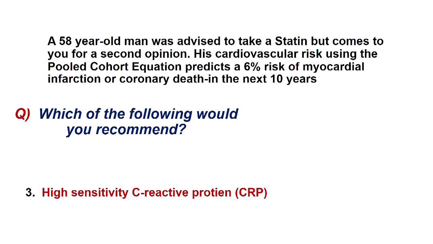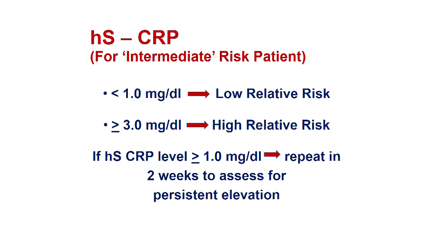and an elevated CRP. So the guidelines basically say if the CRP is less than 1, the patient is low risk. If it's more than 3, they're high risk. If it's more than 1, which is in between, repeat it in 2 weeks, see if it's still persistently elevated, then you'll know they're at higher risk. So the CRP helps you for the intermediate risk patient, especially if they don't want to take a statin.